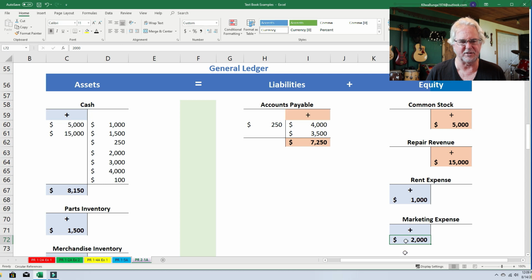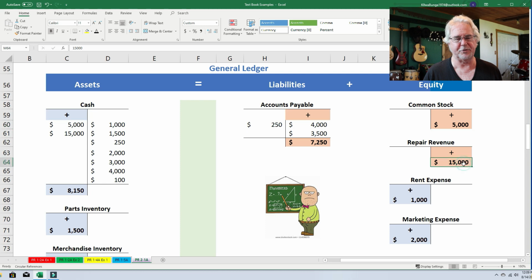So expenses are kind of the opposite, right? Accounts payable, common stock, repair revenue are on the right. All the expenses are on the left. So the expenses are kind of going against everybody. What accountants would say is, oh, accounts payable is a credit balance, common stock is a credit balance, repair revenue is a credit balance, and expenses all have debit balances. That's what accountants would say.